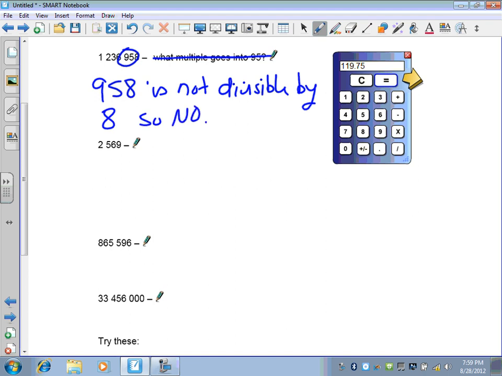Well, let's check the next one, 2,569. So taking your calculator out, 2,569 divided by 8 is equal to 321.125. It's not a whole number, so the answer is no. So this one is no. The reason is because 569 is not divisible by 8.